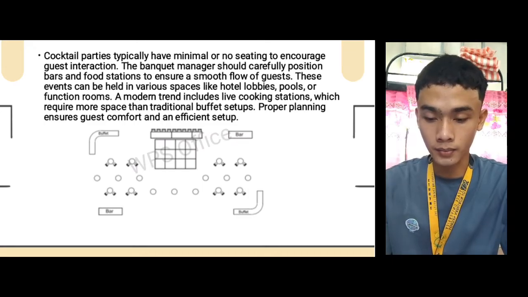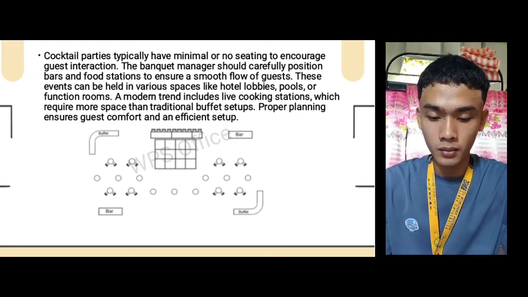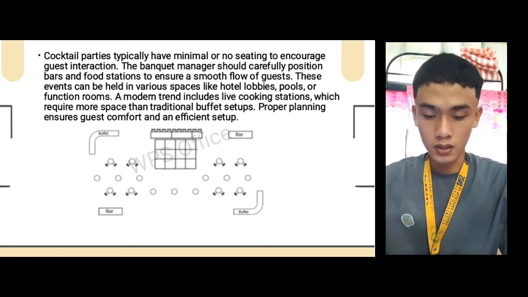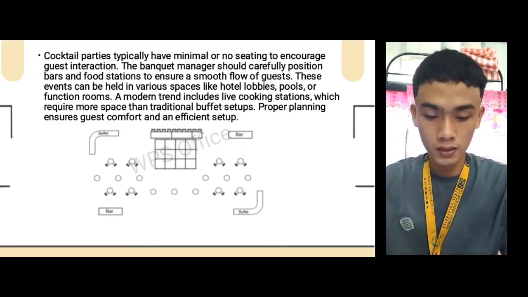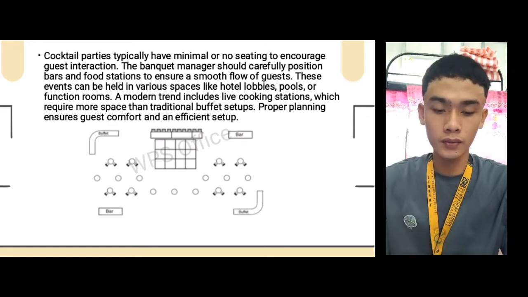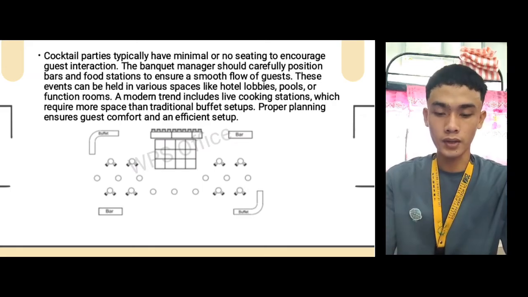Next is cocktail parties. These typically have minimal or no seating to encourage guest interaction. Banquet managers should carefully position bars and food stations to ensure a smooth flow of guests. This event can be held in various spaces like hotel lobbies, pools, or function rooms. A modern trend includes live cooking stations, which require more space than traditional buffet setups. Proper planning ensures guest comfort and efficient setup.